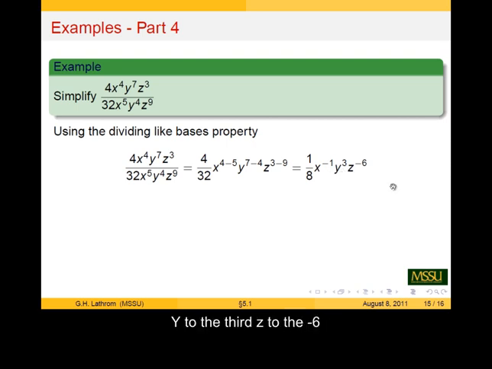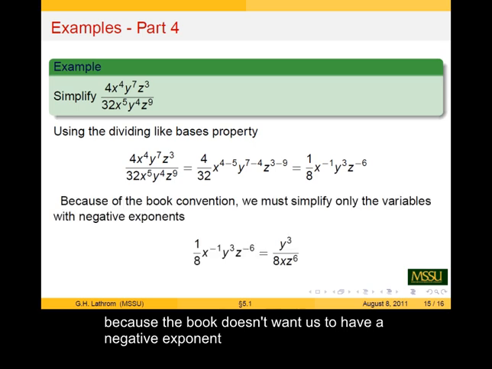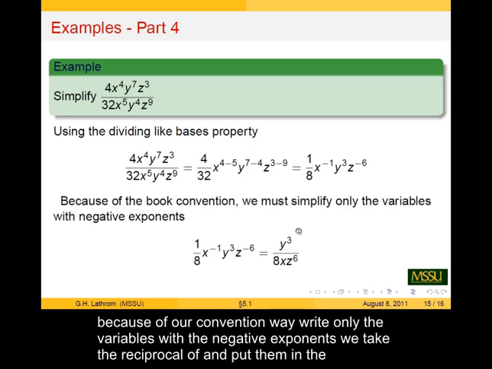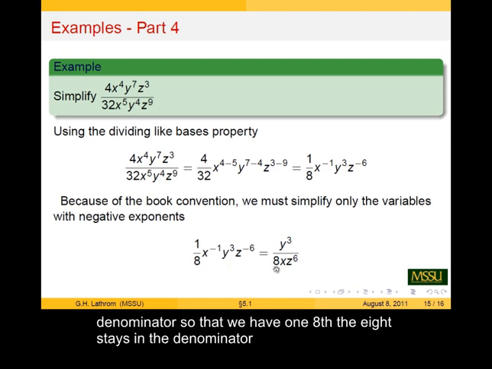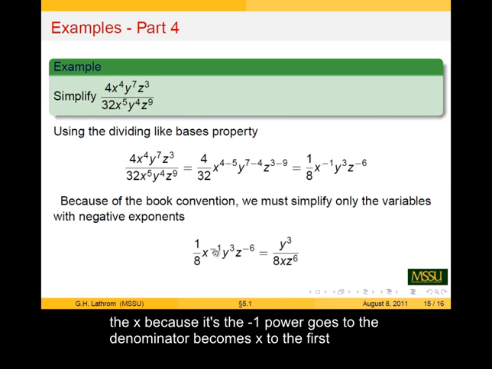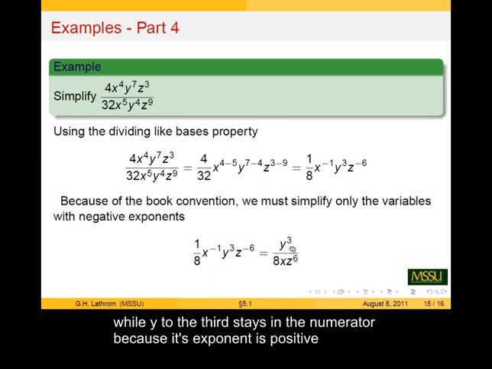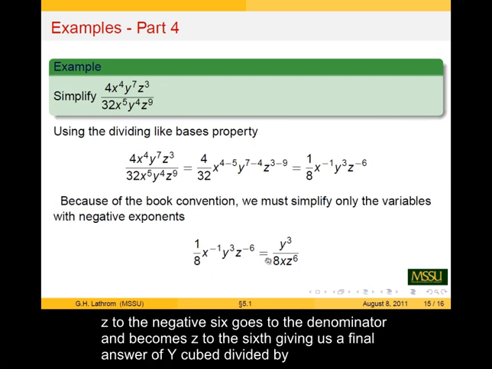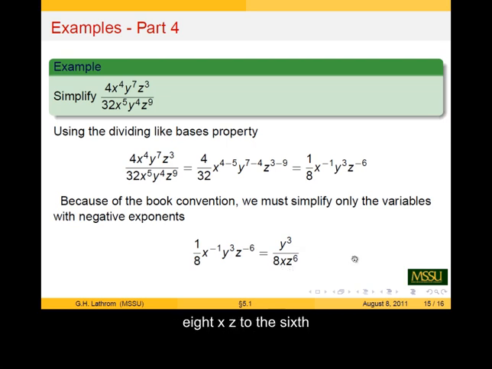Now, because the book doesn't want us to have negative exponents, because of our convention, we write only the variables with the negative exponents we take the reciprocal of. We put them in the denominator. So we've got a 1/8, the 8's already in the denominator. The x, because it's to the negative 1 power, goes to the denominator and becomes x to the first. Y to the third stays in the numerator because its exponent is positive. Z to the negative 6 goes to the denominator and becomes z to the sixth, giving us a final answer of y cubed divided by 8xz to the sixth.